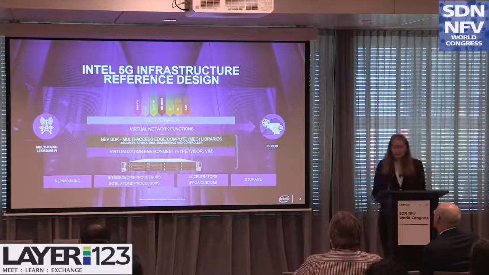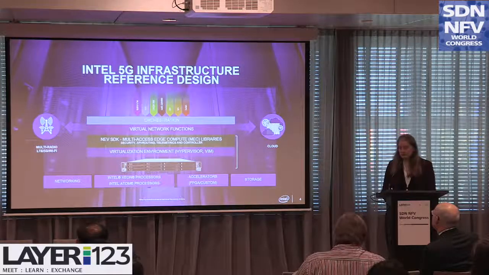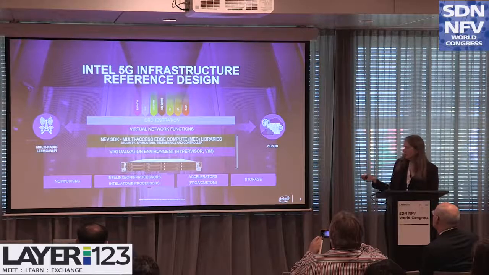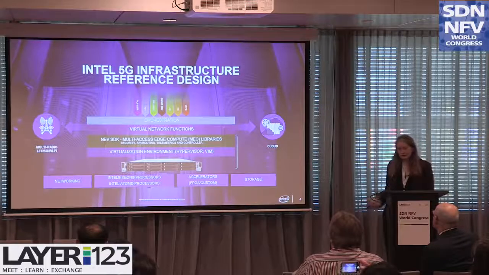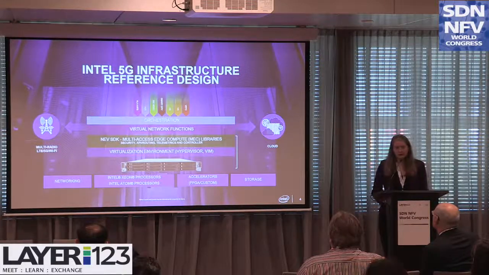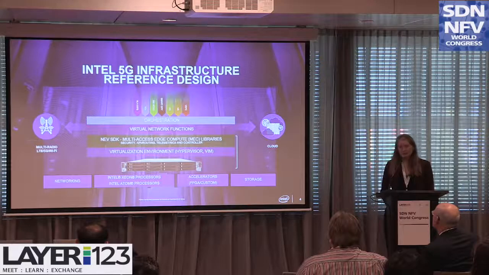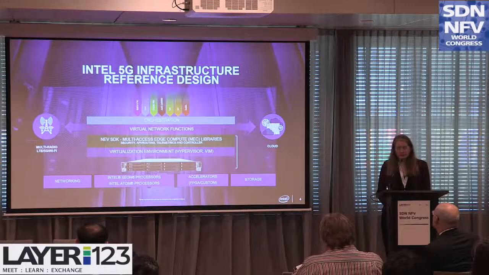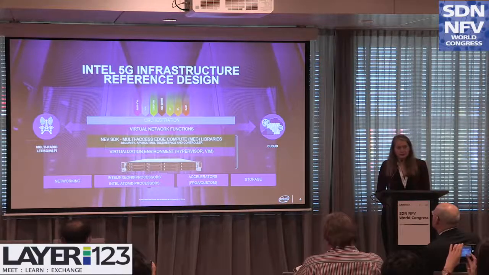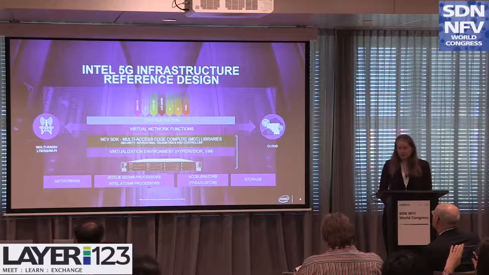To show that this is possible, Intel has created a 5G infrastructure reference design. This diagram is designed to show everything in an NFV system. At the bottom, we've got the various hardware components: networking, Intel Xeon and Atom processors. Then we've got various accelerators, such as FPGAs, and storage. And we've got our virtualization environment with a hypervisor. Here we're showing the Intel NEV SDK, which is a series of libraries to help enable edge computing, then orchestration, and then finally we come to our VNFs.